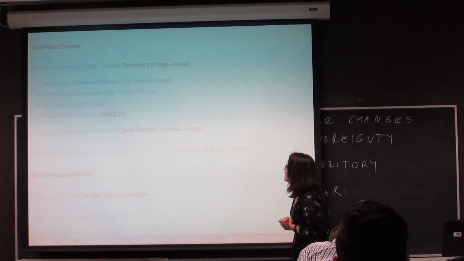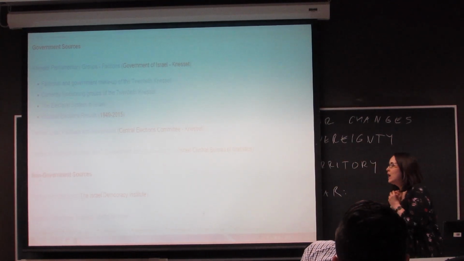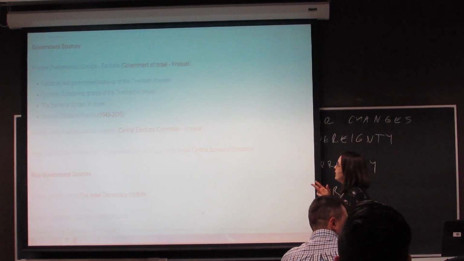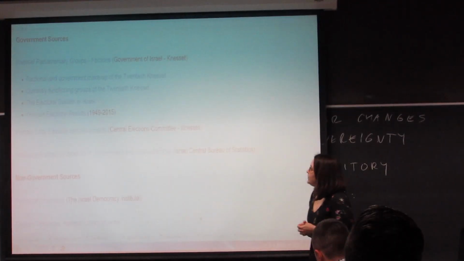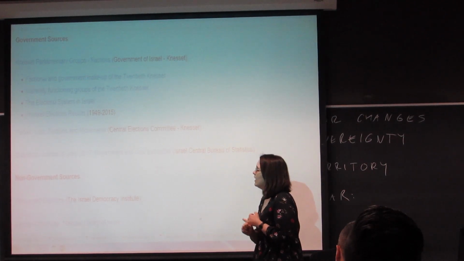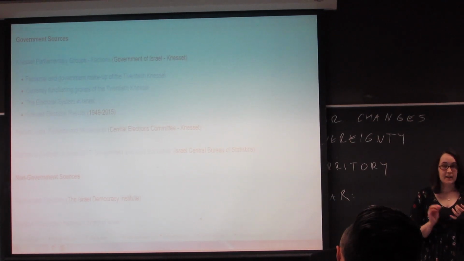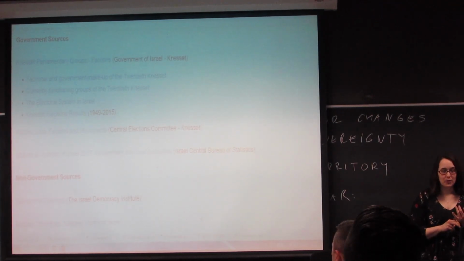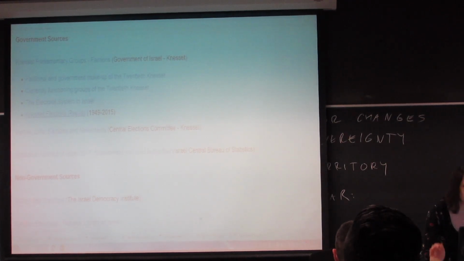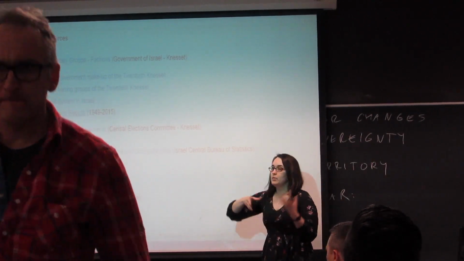Okay, so government sources. I've broken down some of the government sources that I think are going to be useful to you when you're looking into political parties. So looking at the government of Israel specifically and the websites that are available with English information on them. So basically looking at the breakdown of the government, the factional and government makeup of the Knesset. I'm sorry if I'm mispronouncing that. The currently functioning groups in the 20th Knesset, the electoral system, and then they have the election results from 1949 to 2015, which was when the last election took place, online and available to you.